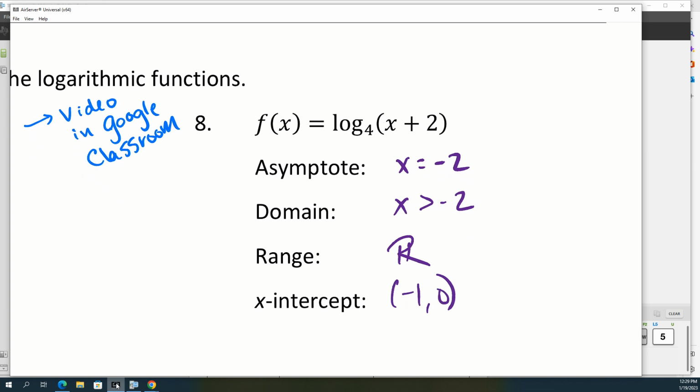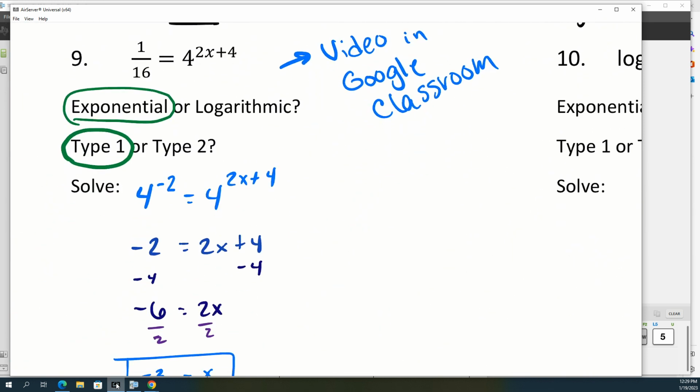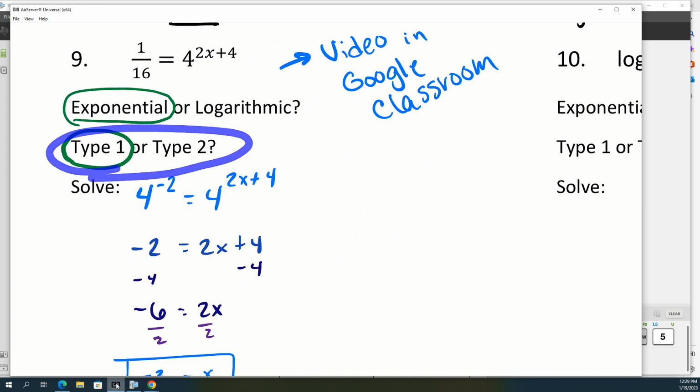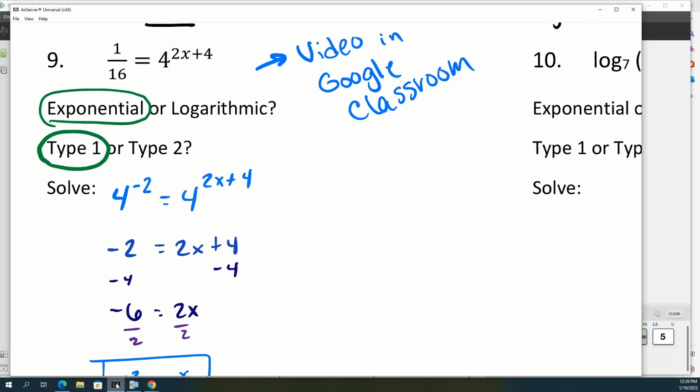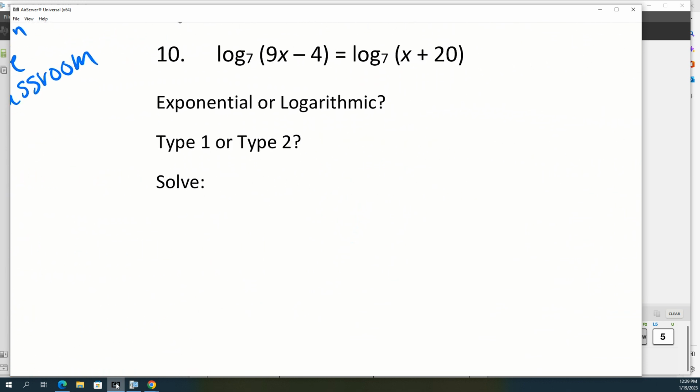Okay, then you're going to have some equations. On the equations, I did put a place for you to decide exponential or logarithmic. I didn't do this type 1, type 2 for you to circle, so you don't have to do that on the quiz. So let's look at number 10. Would you guys say number 10 is exponential or logarithmic? Logarithmic. So if you see log, it's logarithmic.